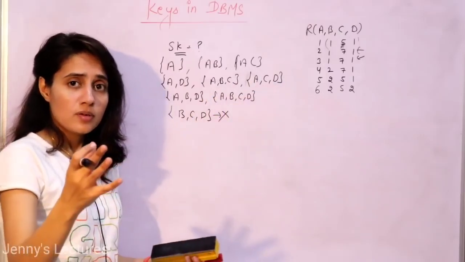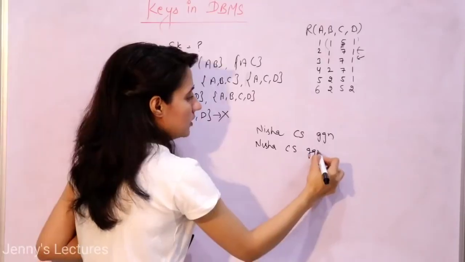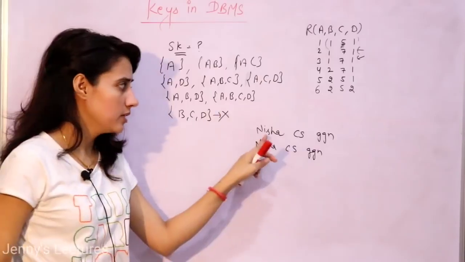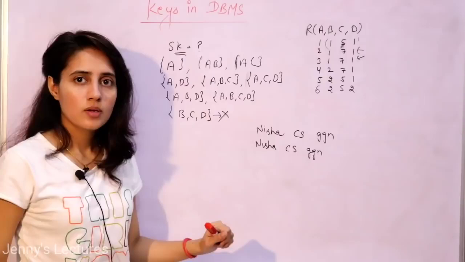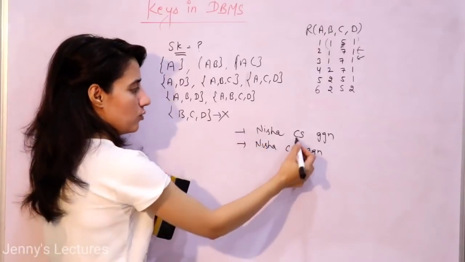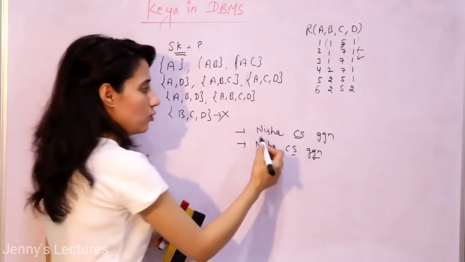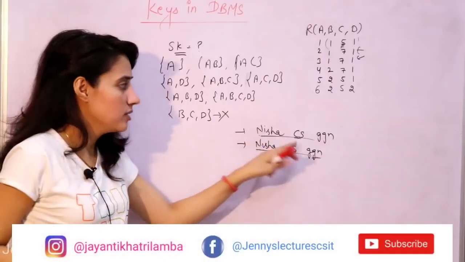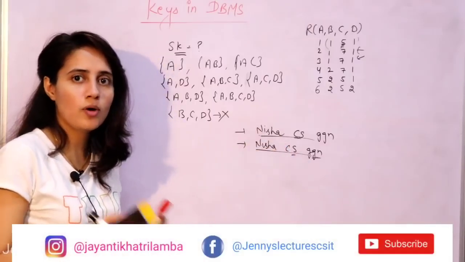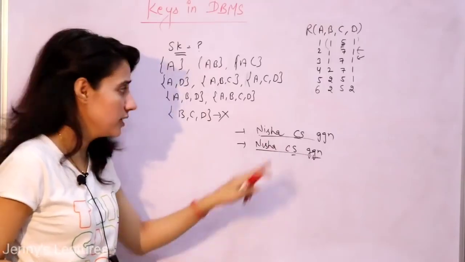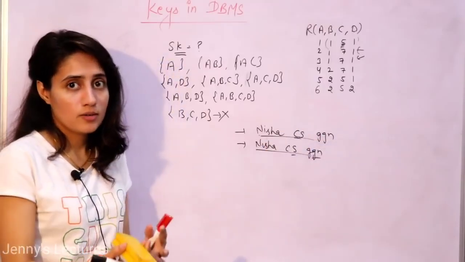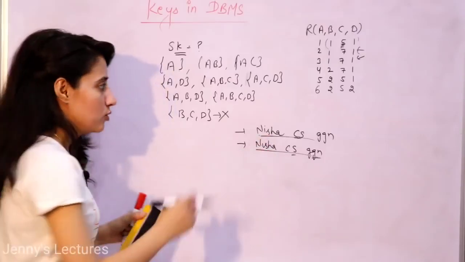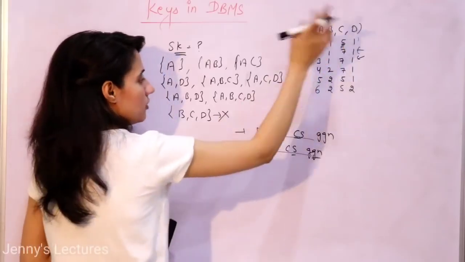Suppose, the same example, if for a student I am taking 3 attributes, name is Nisha, CS department and from Gurgaon. But I have 2 Nisha who are in CS department and from Gurgaon. So I cannot uniquely identify the records. Now if simply I say Nisha CS, definitely that is not going to identify uniquely. That is not a super key. If I say Nisha Gurgaon, that also cannot identify that person uniquely, right? So no need to check further if BCD is not a super key.